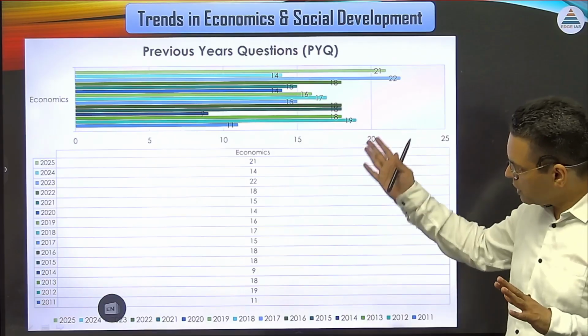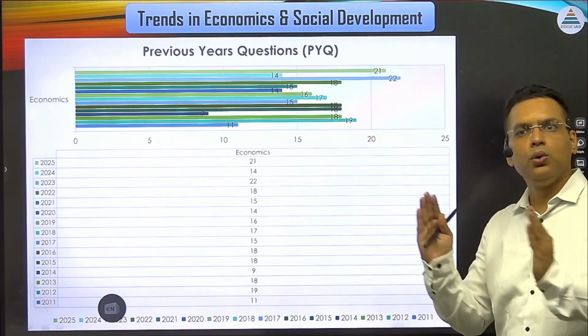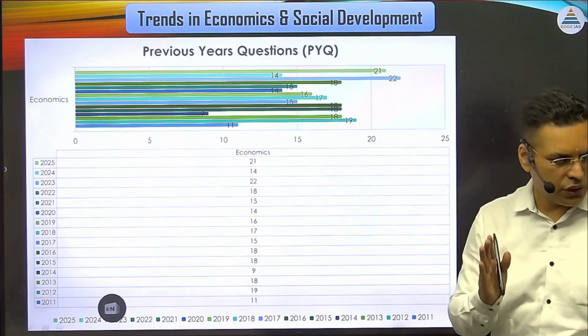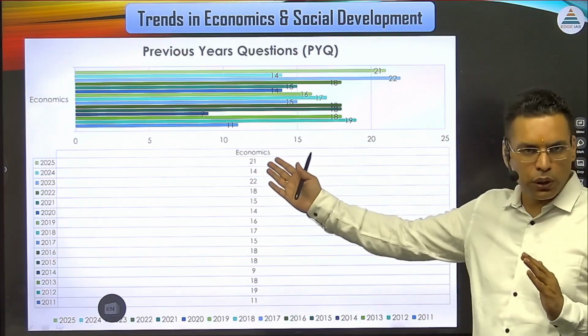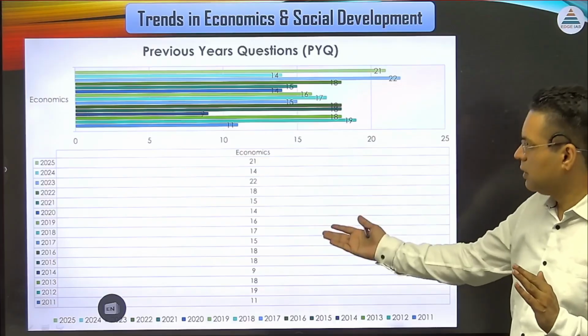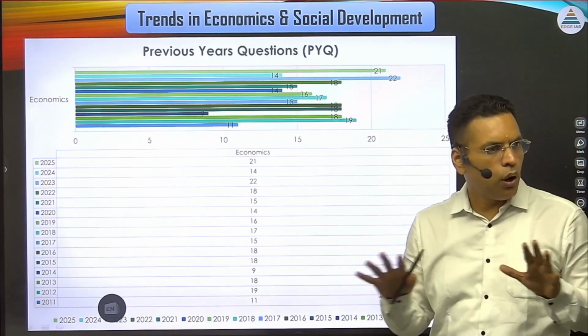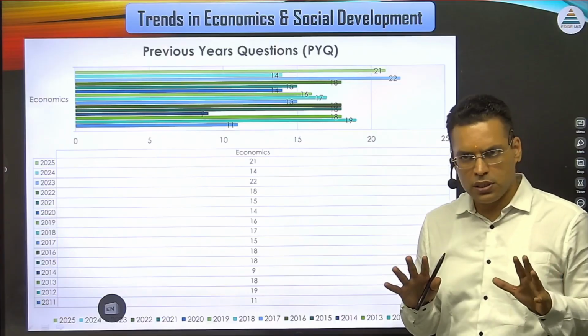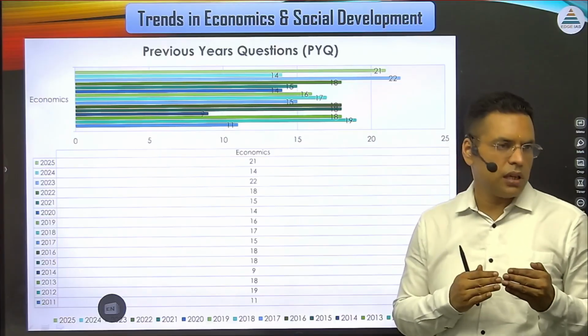When you look at the questions that have come, on an average 15 to 18 questions come. Some years, for example this year, 21 questions were there. In some years we had fewer questions also, but on an average 15 to 18 questions are there. Now these are core economics questions I'm talking about.